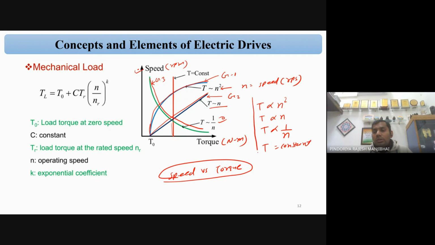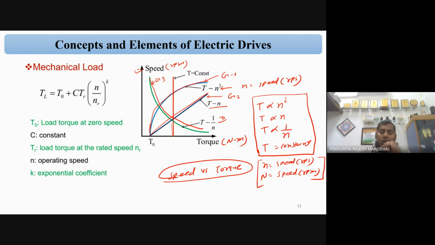So this characteristic is most important, where n is the speed in rps, radian per second, and always capital N is the speed in rpm. Students, this must be remembered by you: capital N and small n. Small n indicates the speed in radian per second, and capital N is rpm, radian per minute.